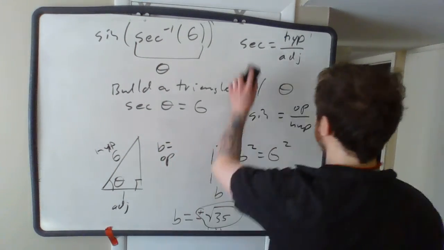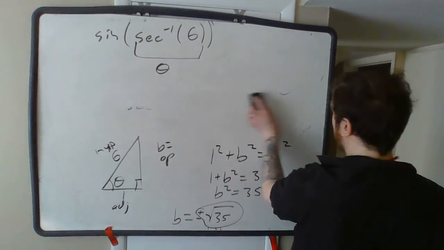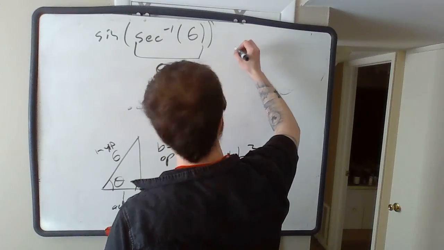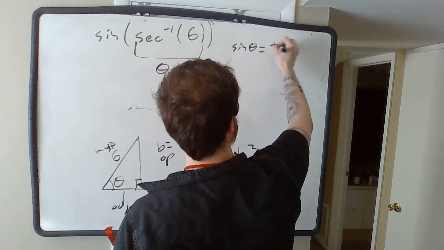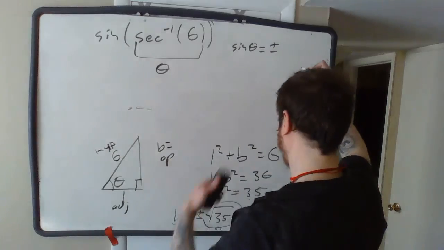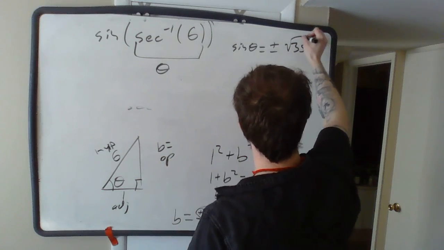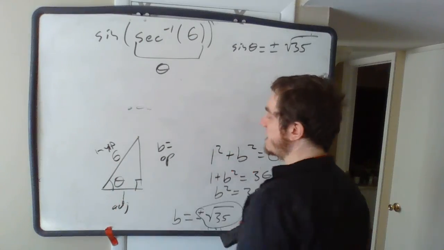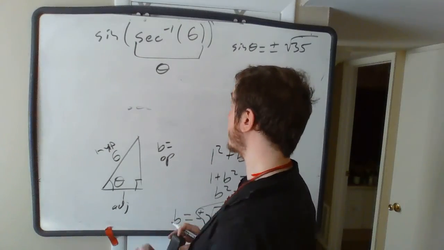I've kind of run out of room here, so I'm going to erase the top and start writing up here again. Hopefully you guys have notes from that. So we're going to have that the sine of theta is plus or minus square root of 35 over 6. Now I say plus or minus because this is not really necessarily the angle in question. This is possibly just a reference angle for it.